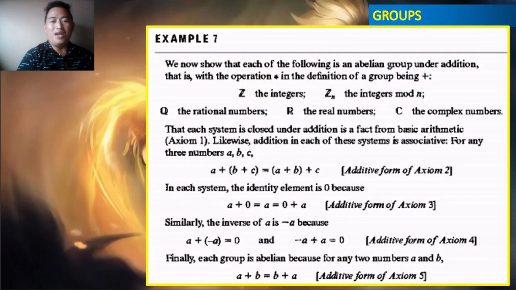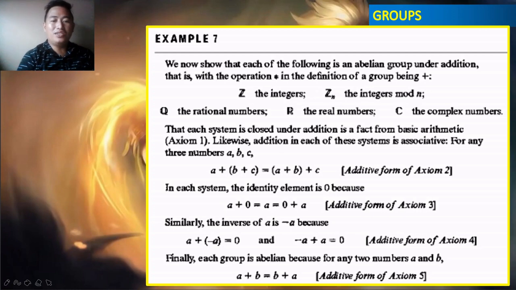Example number 7. We now show that each of the following is an abelian group under addition. Under addition: Z, Zn, Q, R, or C. The identity of each is 0. The identity in C is still 0. For the complex numbers, 0 is 0 plus 0i, so it is still 0.